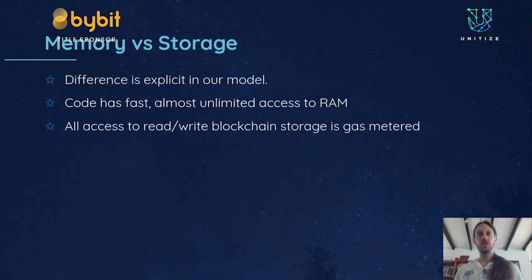Memory versus storage. We make the difference explicit. In Solidity, they mix them together. Instance variables and state storage are transparent to the user, which can be nice for development, but it's hard to reason about. In our model, the code has fast access to RAM, at native speed. It has almost unlimited RAM. Currently, unless you set another limit yourself, you can allocate 4 gigabytes of RAM in your contract. You can explicitly set that less, 32 megabytes or 5 megabytes, but you can get up to that much.